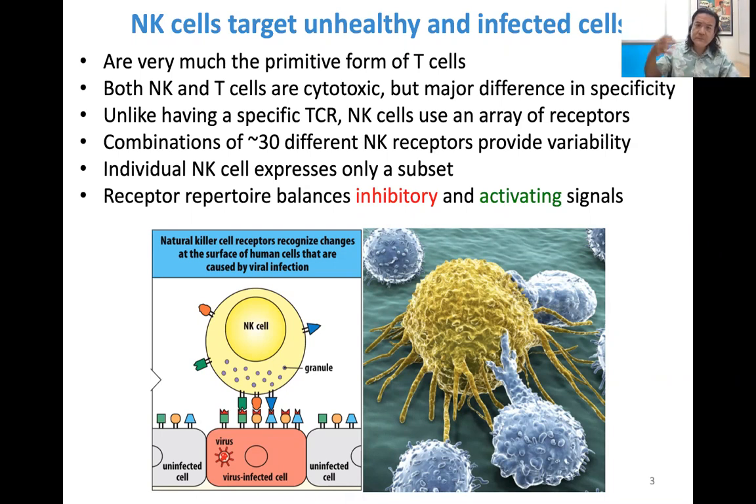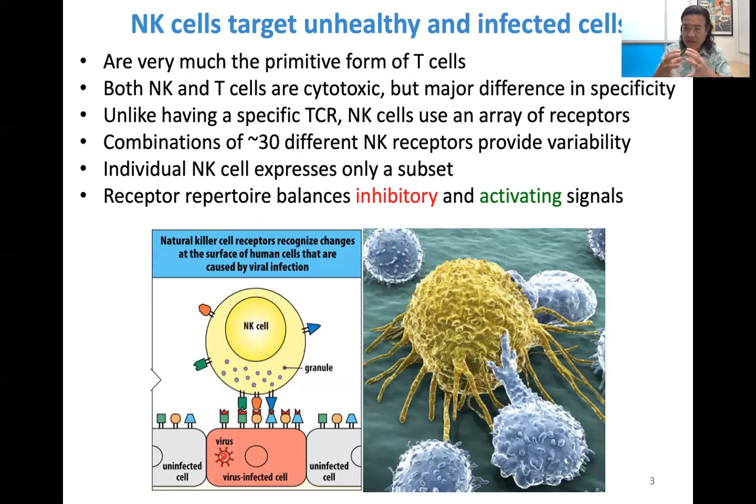So an individual NK cell itself will have only a subset of these 30 different types of NK receptors. Think of it as a library of roughly 30 different NK cell receptor types that you can choose from, and any given NK cell will only express a subset of them. Again, why? So that one NK cell can be really good at detecting maybe that handful of different signals.